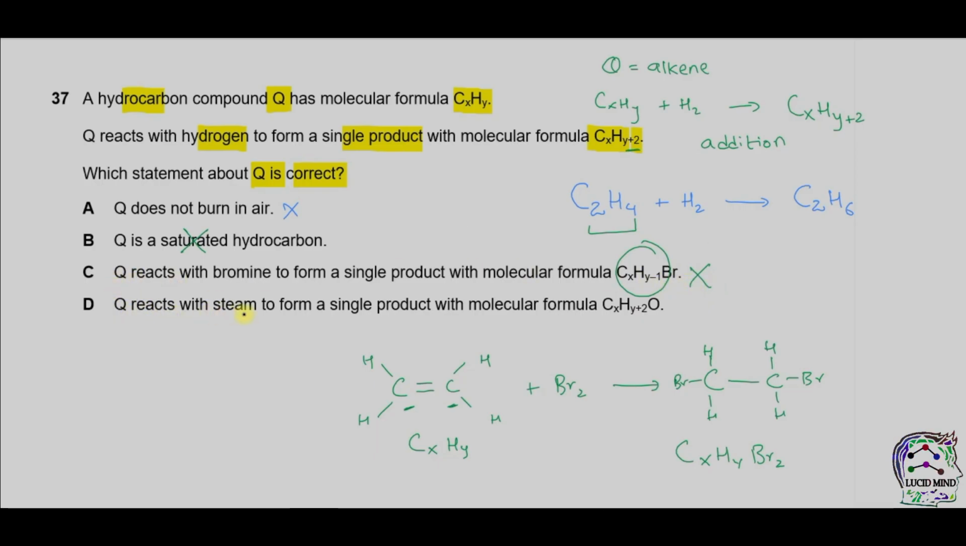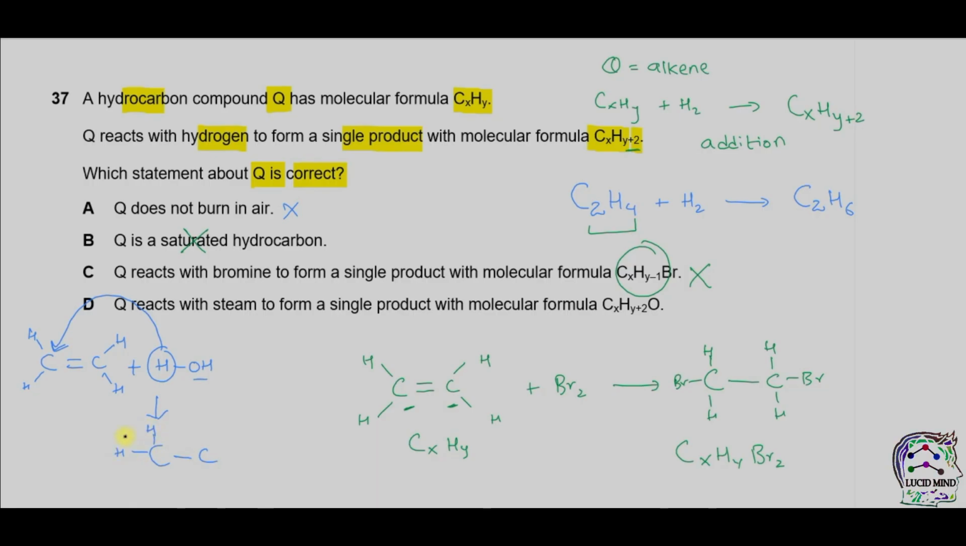Part D, Q reacts with steam to form a single product with the molecular formula CXHY+2O. Again, we can do similar reaction. We have alkene plus steam. Steam is added. Steam is water, H2O. One part of water it adds to one carbon atom. Second part will be added to second carbon atom. Double bond is converted into single bond.